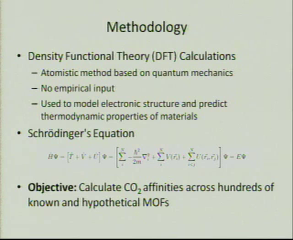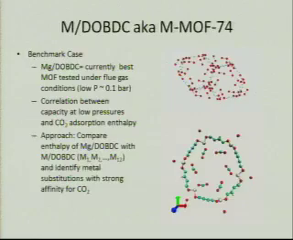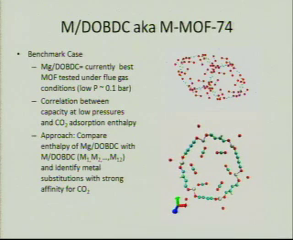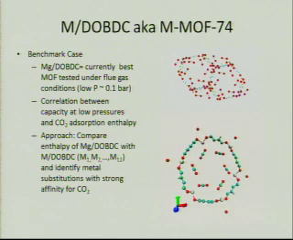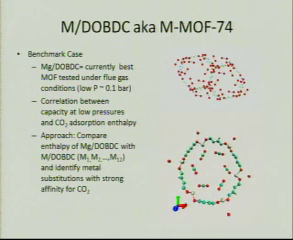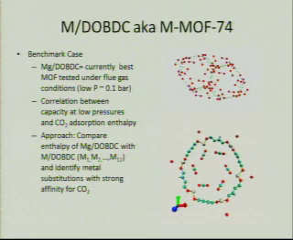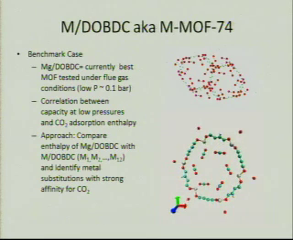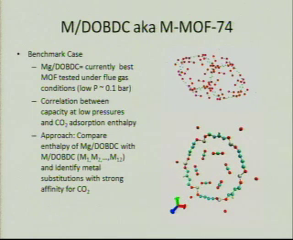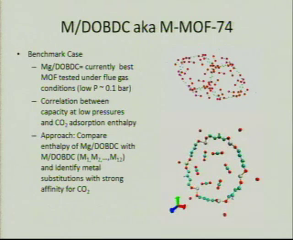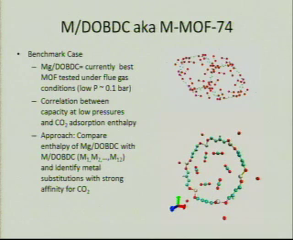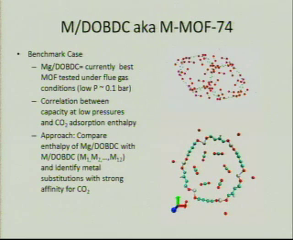Now, the objective of our research is to calculate carbon affinities across hundreds of these known and hypothetical MOFs. This is impossible in a single summer, so we did a benchmark case on DOBDC, or MOF-74. As I said before, magnesium DOBDC currently is the best MOF tested under flue gas conditions. We found that there's a correlation between capacity at low pressures and carbon dioxide adsorption enthalpy, so we took the approach to compare the enthalpy of magnesium DOBDC to DOBDC of different metal sites and identify possible metal substitutions with strong affinities for carbon dioxide.